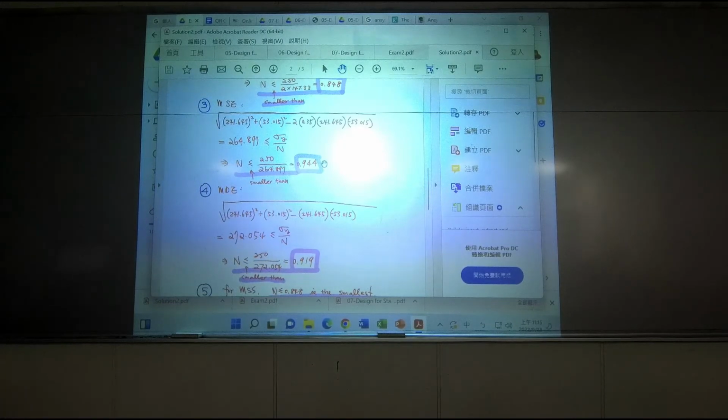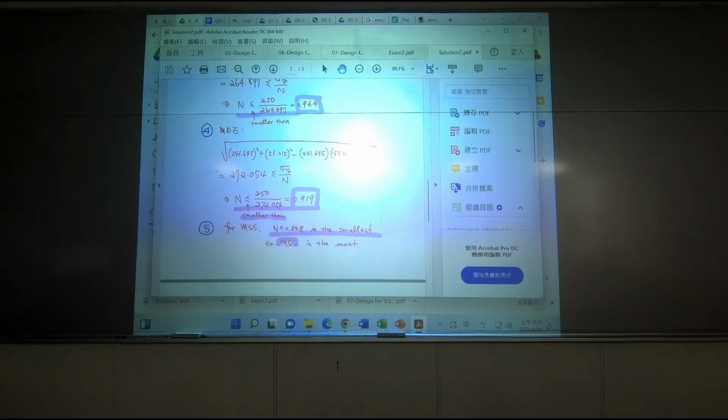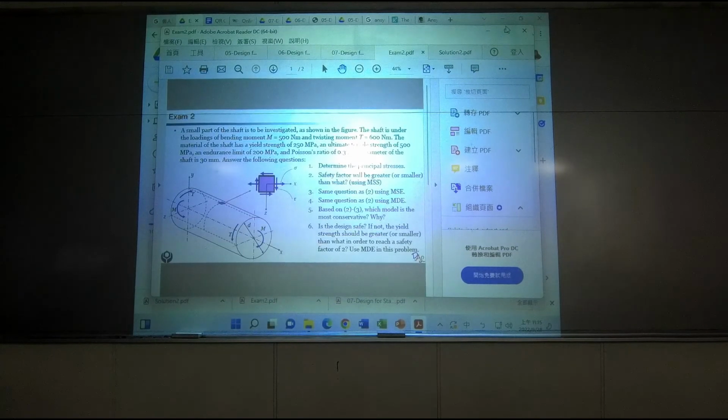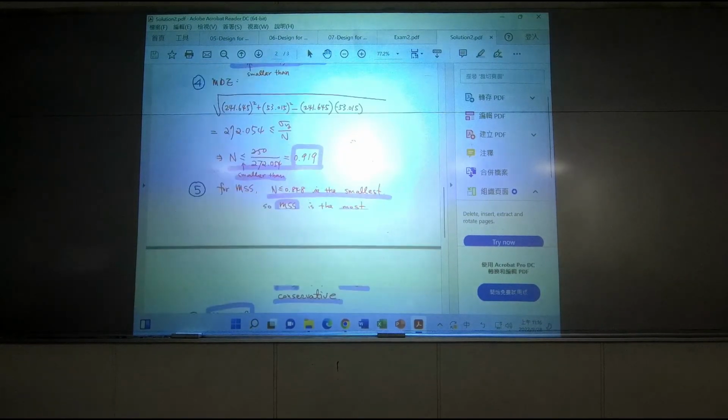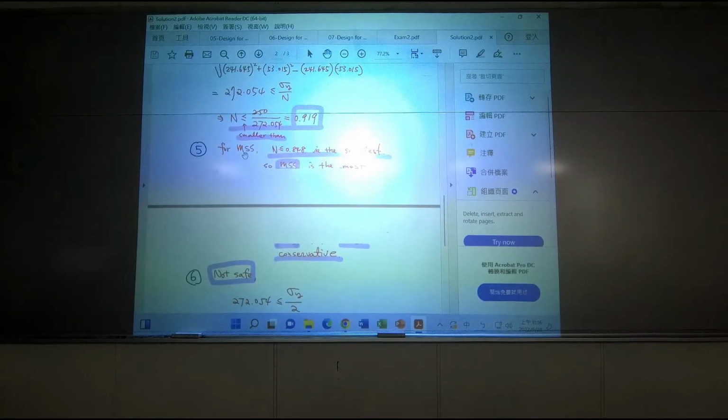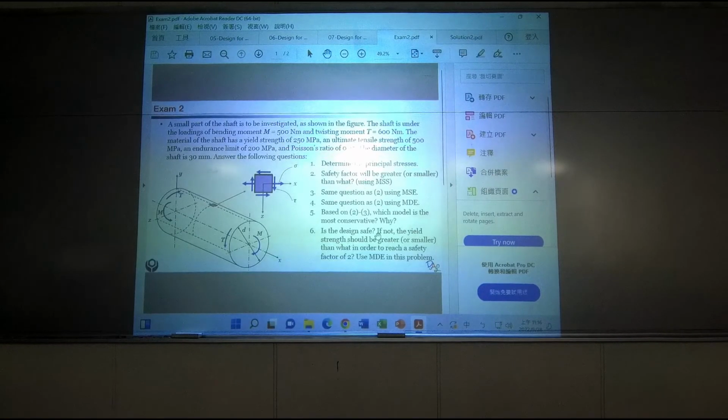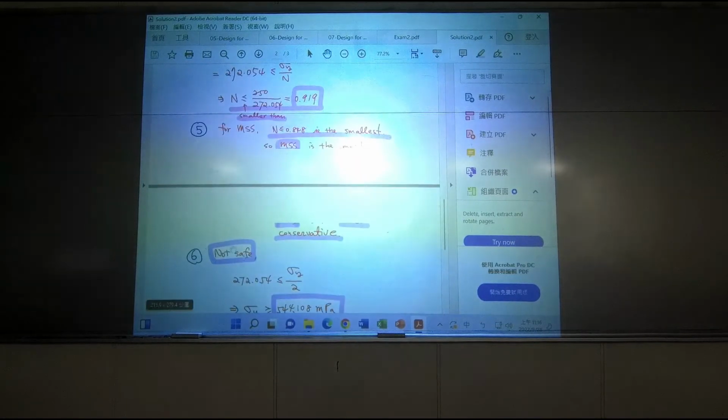So those are just plugging in. Okay? What's next? It's asking you to, based on those models, which one is most conservative and why? So exactly what I told you. The most conservative one is maximum shear stress model because the safety level is the lowest. So it's the most conservative one, the most conservative model. And the next question is it safe? It's not safe.